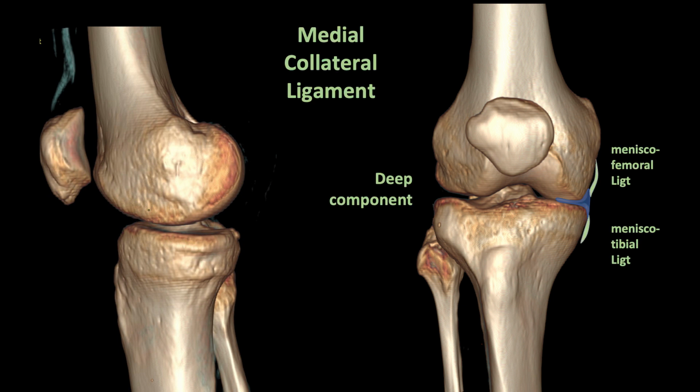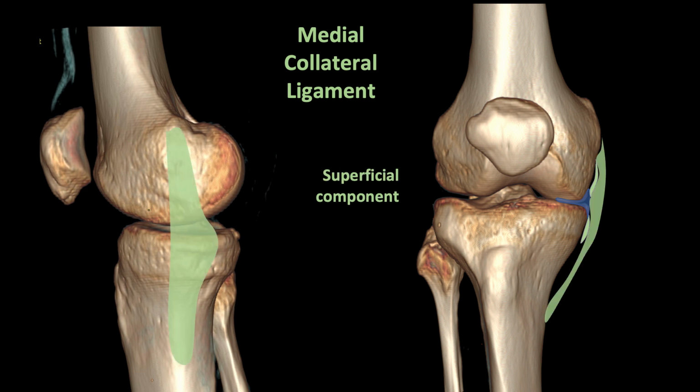The medial collateral ligament has two components. The deep and fairly thin component corresponds to capsular thickening that adheres firmly to the medial meniscus and divides into two parts: the meniscofemoral ligament above and the meniscotibial ligament below. The superficial portion covers the deep one. It is thicker and much more important biomechanically.